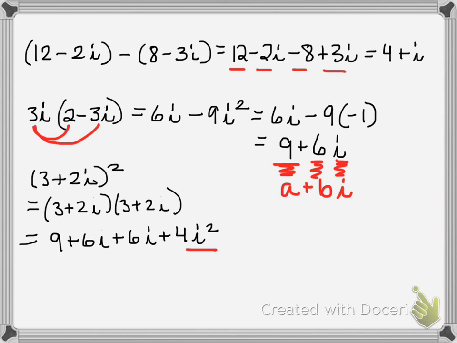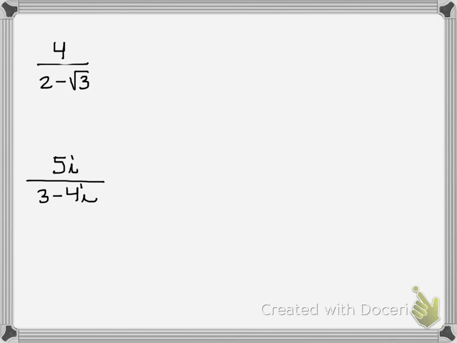So if I skip ahead a little bit here, that's going to be 9, and then this last term here is 4 times negative 1. So it's going to be 9 minus 4, which is 5, and then these other two here, this 6i and this 6i, we're just going to add those and get 12i. Okay, simple enough.